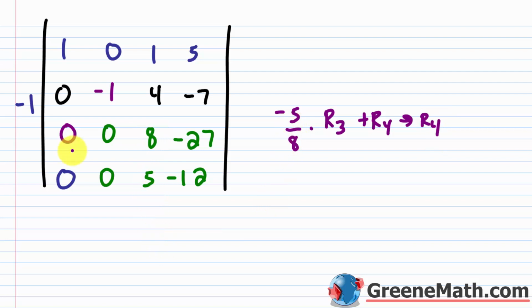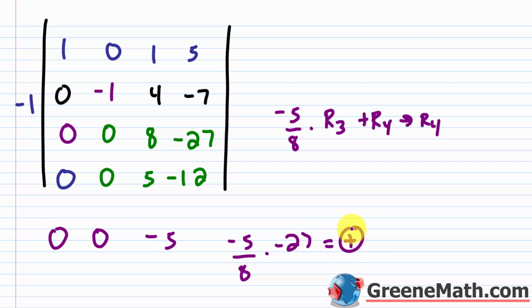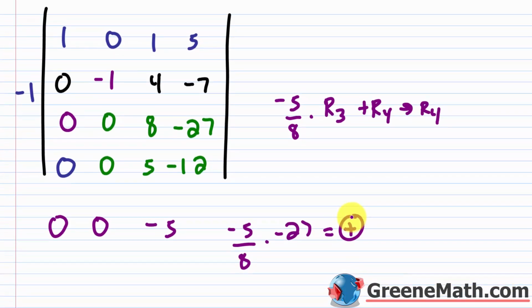So I know negative 5/8 times 0 and times 0 again would be 0 and 0. Negative 5/8 times 8 would give me negative 5, right? We already know that. And then negative 5/8 times negative 27, we know that would be positive. What is 5 times 27? Well, that's 135. So this would be 135 over 8. Okay, so now let's go through and add. So obviously 0 plus 0 in each case is going to be 0. You can get rid of that.